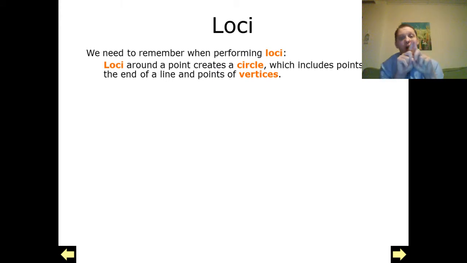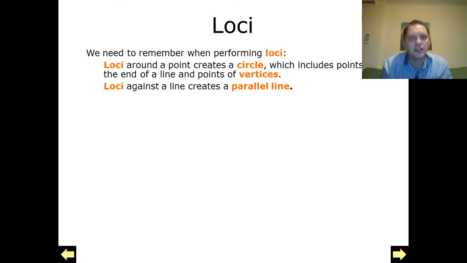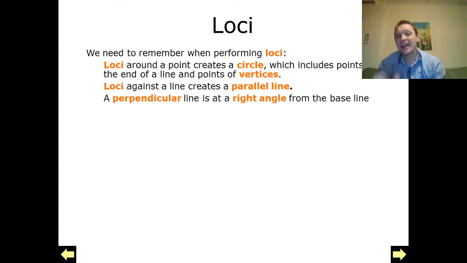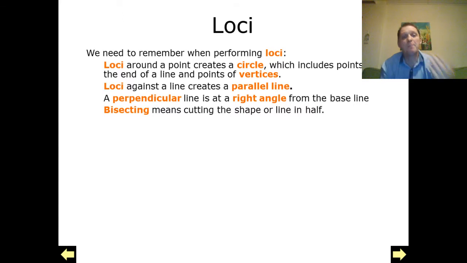Now, when we've got a line segment, we've got to remember that at either end of that line we've got a point. So anytime that we've got a line, we are going to create circles around those points. If we are creating loci against a straight line, we are going to create a line parallel to the line which is given. Bear in mind that if we're asked for the word perpendicular line, that's going to be a right angle line, a 90-degree line from the base. And the word bisecting means to slice in half, to cut in half.